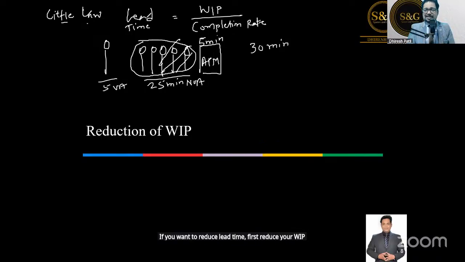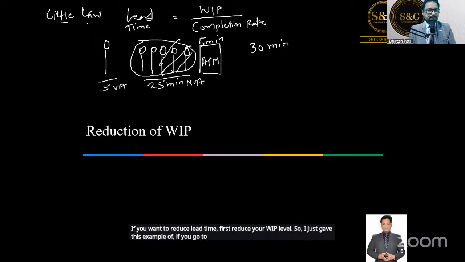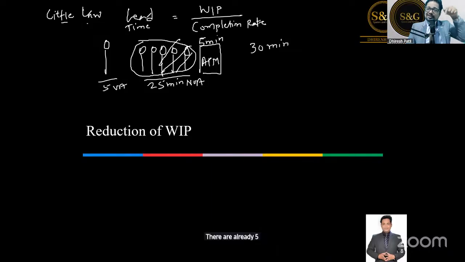So I just gave this example: if you go to an ATM, there are already 5 people in the queue and you're the 6th person. So already 5 WIP is there, work in progress already 5. And every person takes 5 minutes to take out the cash, I'm just presuming. So 5, 5, 5, 5, 5, and you are the 6th one. So when you come, it will take a total of 30 minutes for you to take out the cash.